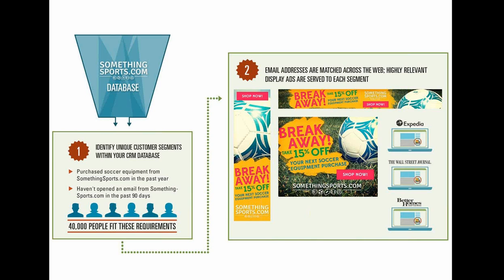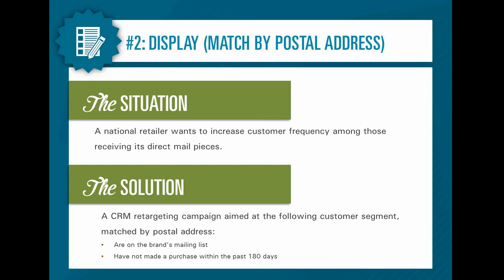So let's talk a little bit more about that. We talked in this scenario about a B2C company, this somethingsports.com, that is using CRM retargeting and email matching in particular to market to these audiences. But let's go ahead and look at a similar display campaign that could be leveraged by, say, a B2B brand that is dependent on direct mail and catalogs, for instance. So in this scenario, we have a national retailer who wants to increase customer frequency among those receiving its direct mail pieces. How might they leverage CRM retargeting using postal address matching?